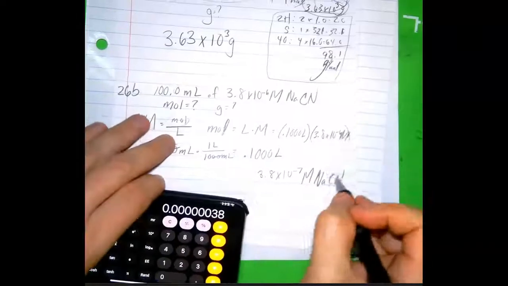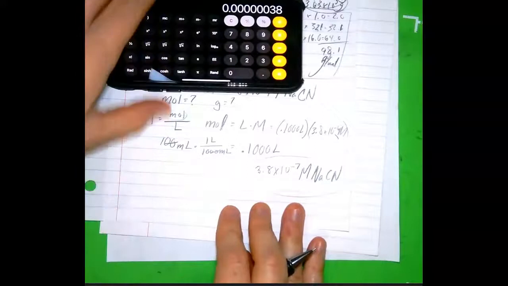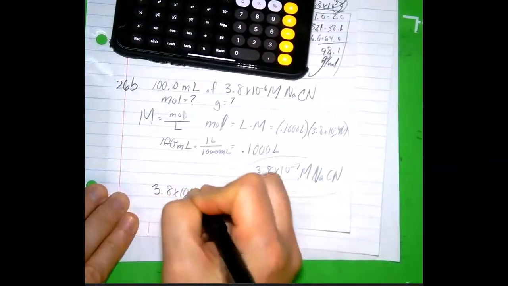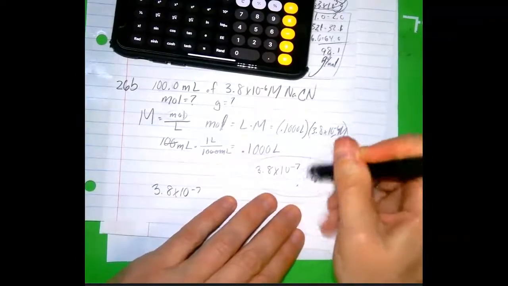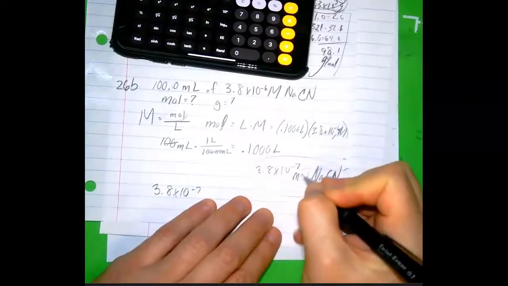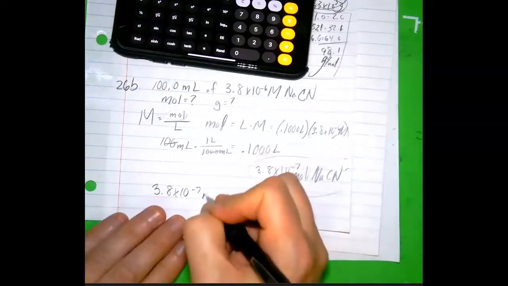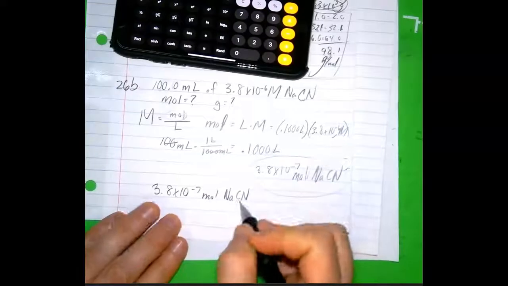That's the first part. The second part wants grams. So I need to write out 3.8 times 10 to the negative 7. Sorry, did I say molar? That's not molar. What is it? What do we solve for? We solve for moles. There's that many moles of sodium cyanide. Now, if we have that many moles of NaCN, we need to know the molar mass.